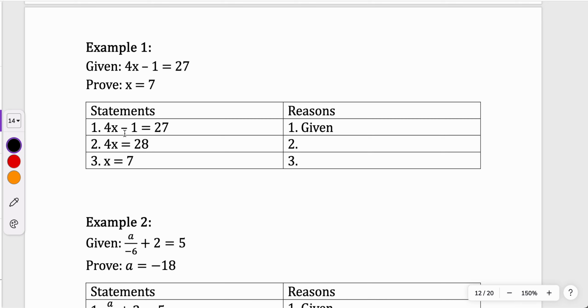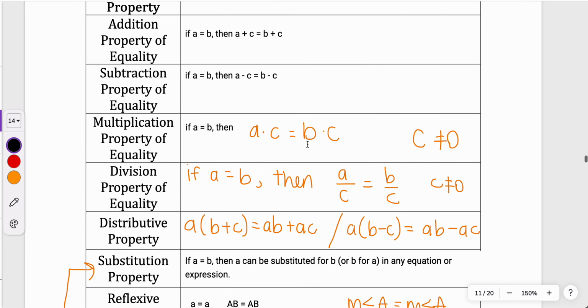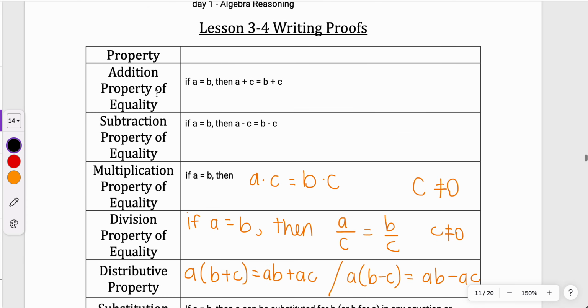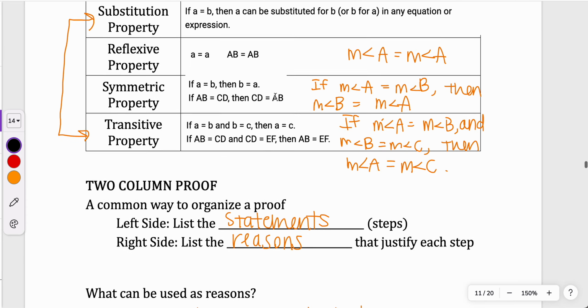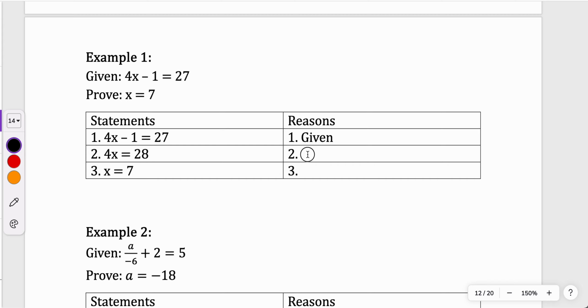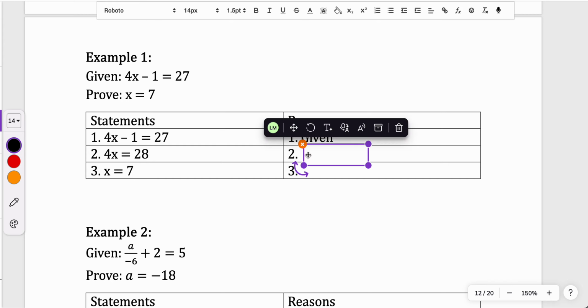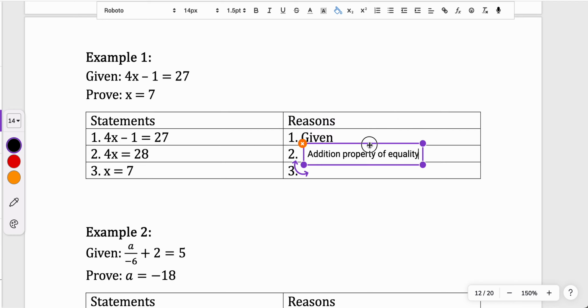So the next one I have says statement 2, and I've already done this next part for you, but you want to think, how did I get from 4x minus 1 is equal to 27 to 4x is equal to 28? That would be easy. I added 1 to both sides. Because I added 1 to both sides, I need to use the addition property of equality to prove that and to show that reason. So for my reason number 2, I would write addition property of equality.